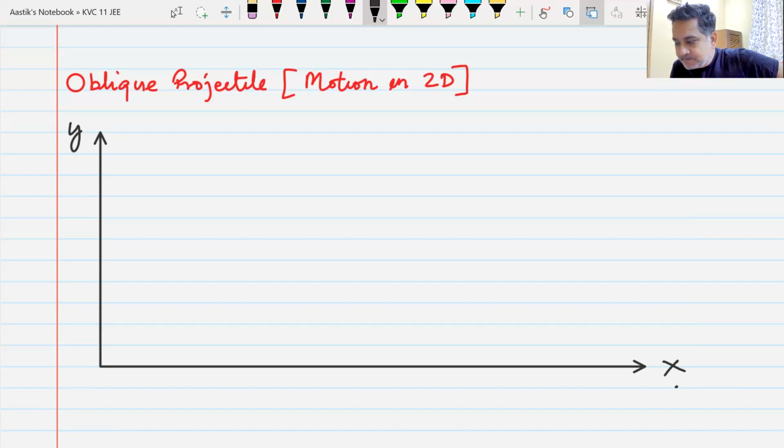Parabolic. Hey, how should I throw it? Forget about the path. How should I throw it? I threw it vertically up in the first case. How should I throw it now? First things first. Let us understand how we are going to throw it first.